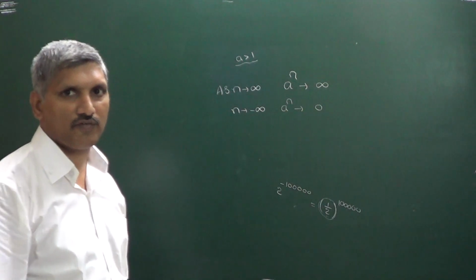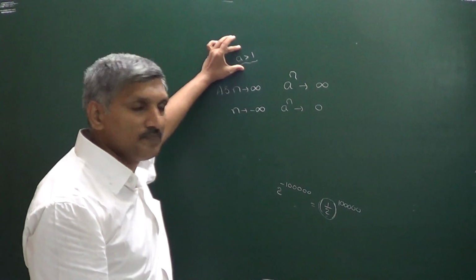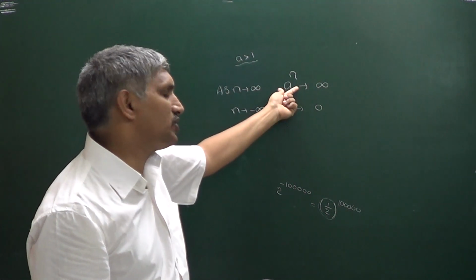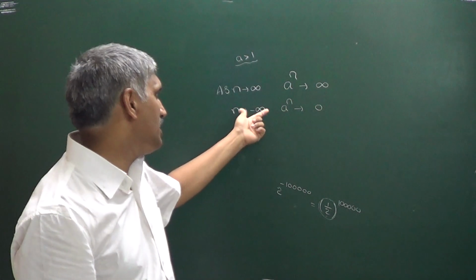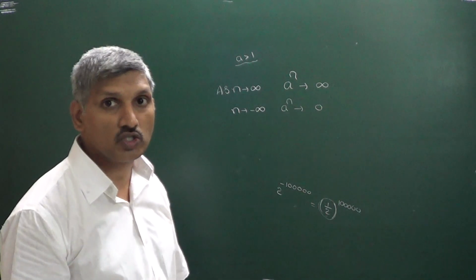So this particular information I hope everyone knows. When a is greater than 1, n tends to infinity means a power n tends to infinity. When n tends to minus infinity, then a power n tends to 0.